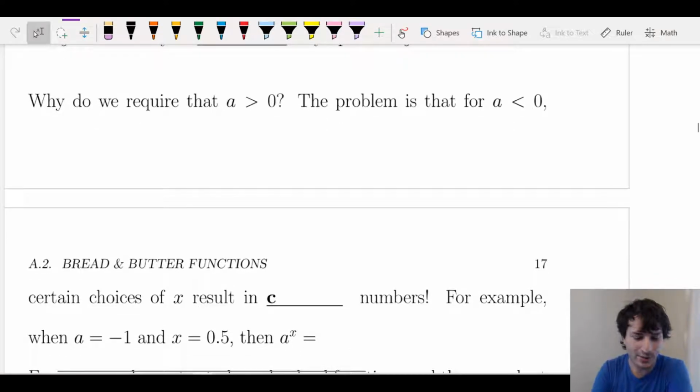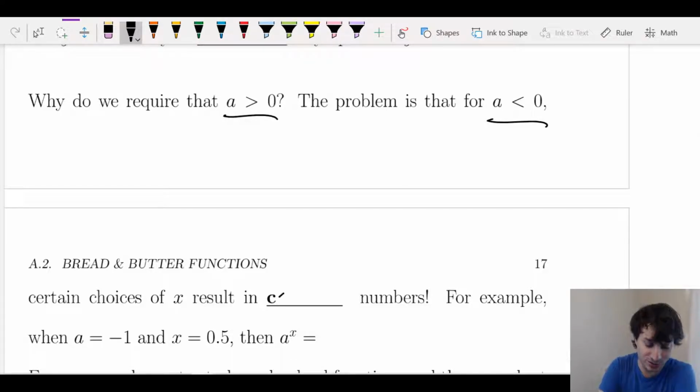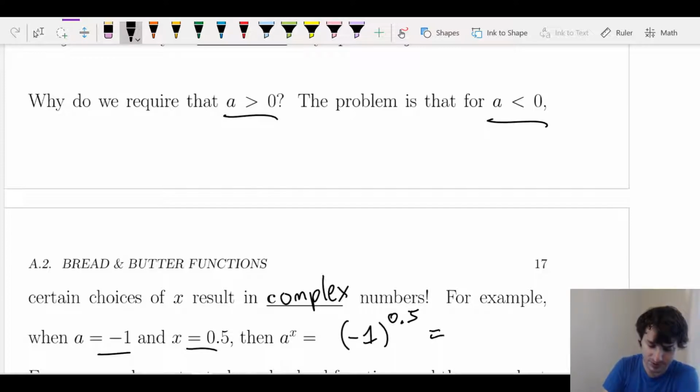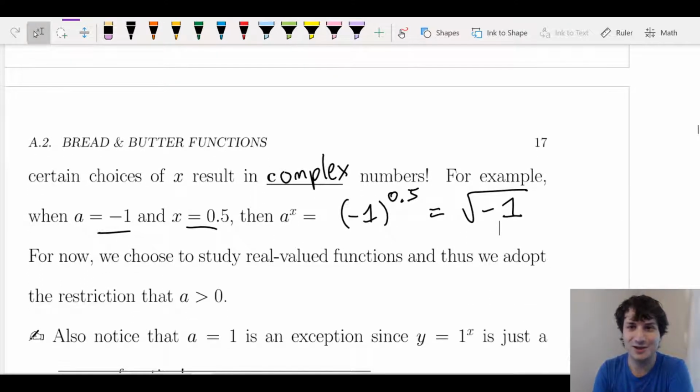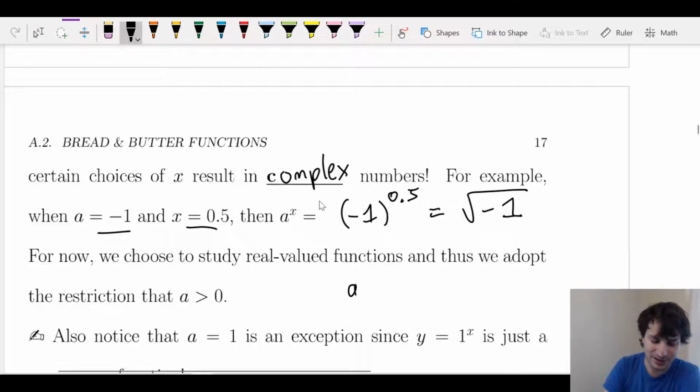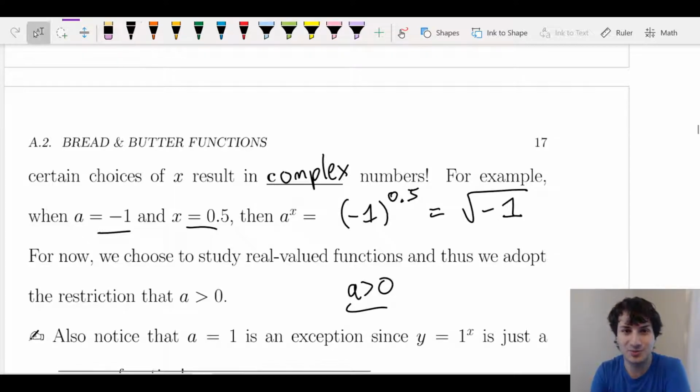Okay, why do we require a bigger than 0? The problem is that for a less than 0, certain choices of x result in complex numbers. So for example, if a is -1 and x is 0.5, then you have -1 to the power of 0.5, which is also known as the square root of -1. And we are not doing any complex numbers in this particular course, so that's why we're not considering the case a less than 0. In a different course, you might do that. So for now, we're going to stick to a bigger than 0 to keep things nice.